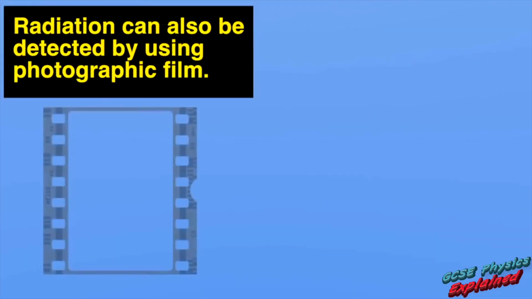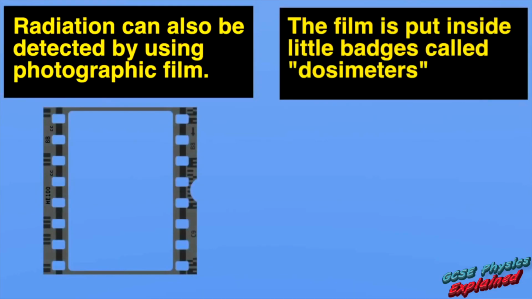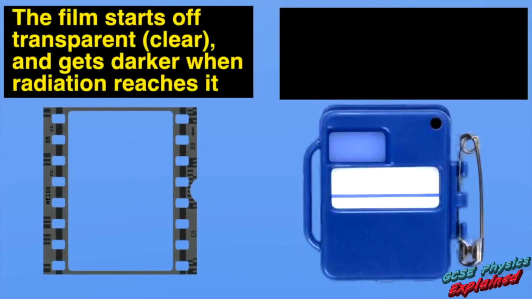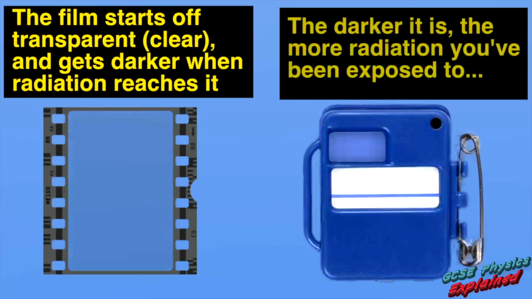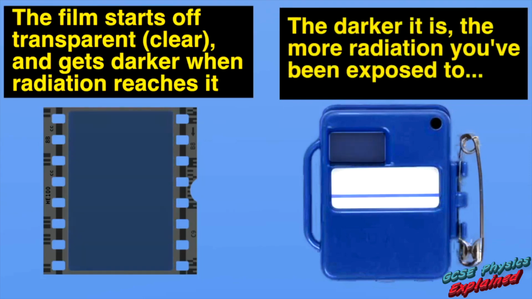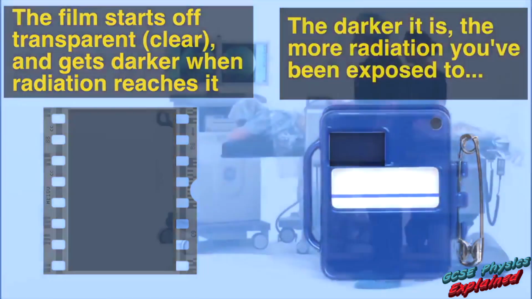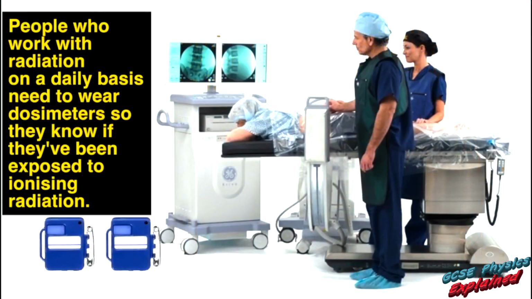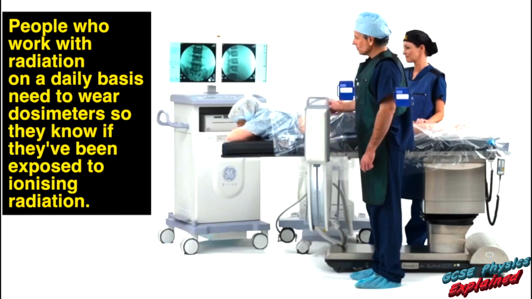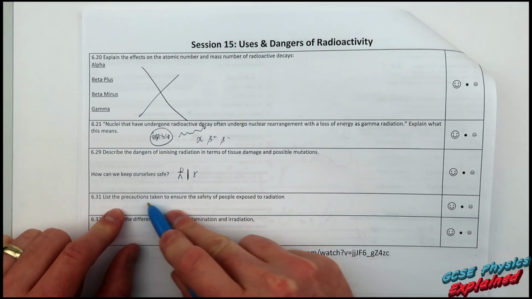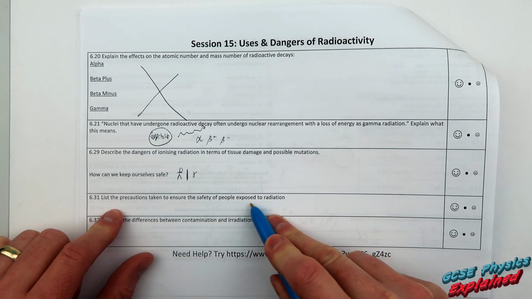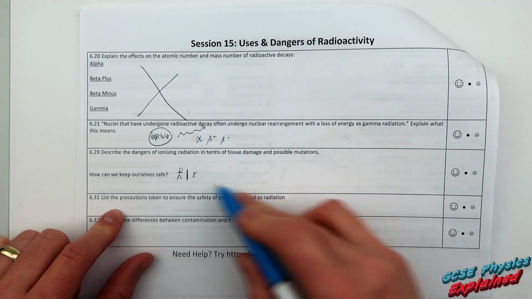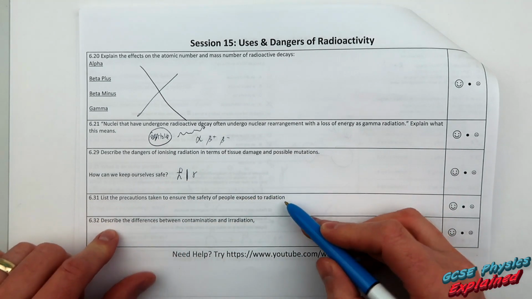Radiation can also be detected by using photographic film. The film is put inside little badges called dosimeters. The film starts off transparent and gets darker when radiation reaches it. The darker it is, the more radiation you've been exposed to. People who work with radiation on a daily basis need to wear dosimeters so they know if they've been exposed to ionizing radiation. List the precautions taken to ensure the safety of people exposed to radiation. Well, I've just said that in the answer before.